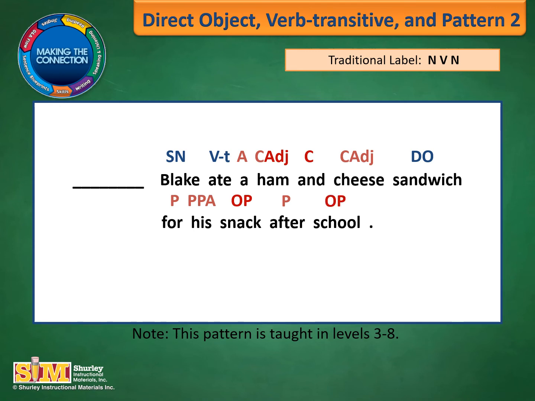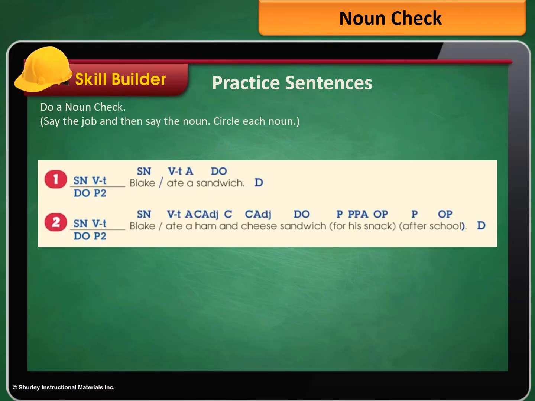Object of the preposition. Subject, noun, verb, transitive, direct object, pattern 2, skill check. Verb transitive, check again. For his snack, prepositional phrase. After school, prepositional phrase. Period statement. Declarative sentence. Go back to the verb. Divide the complete subject from the complete predicate. Is there an adverb exception? No. Is this sentence in a natural or inverted order? Natural, no change. Nice work.